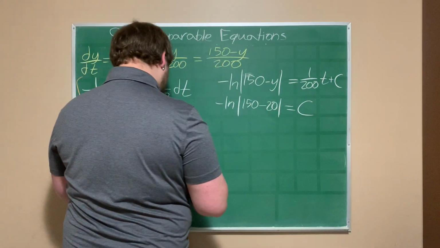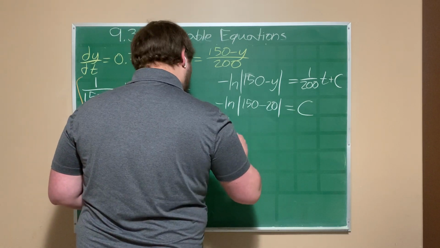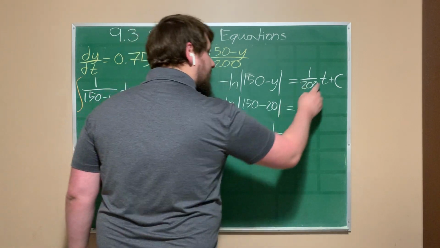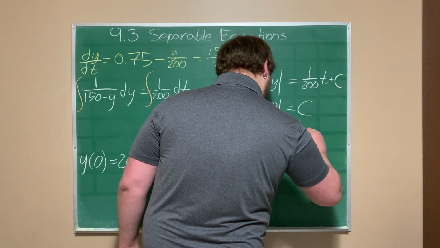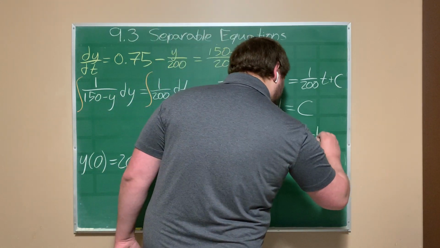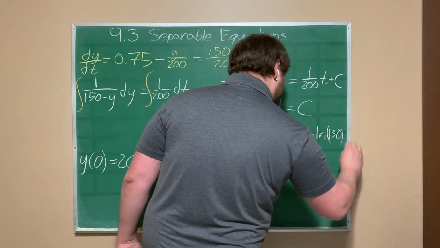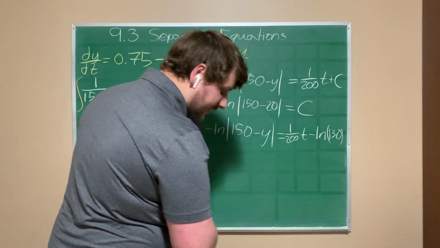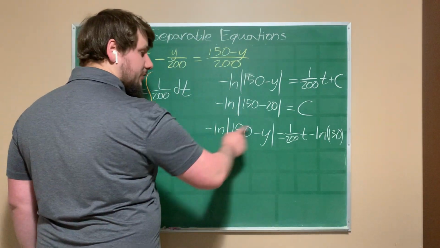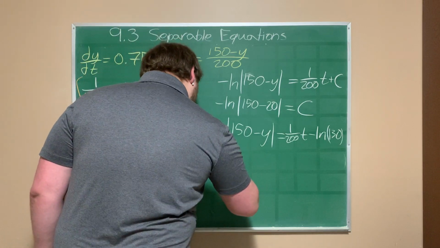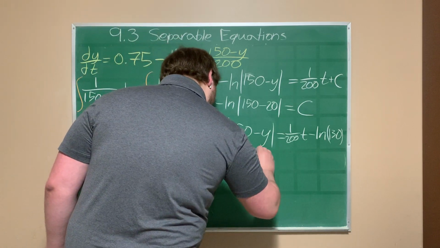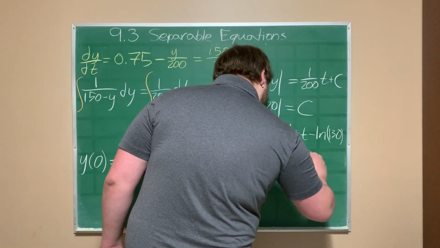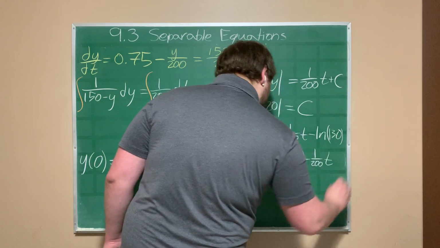Is going to be negative natural log of |150 - y| is equal to 1 over 200 t minus the natural log of 130. Okay, now I want to solve this for y. You can multiply everything by -1 here, so that you have the natural log of |150 - y| is equal to positive natural log of 130 minus 1 over 200 times t.